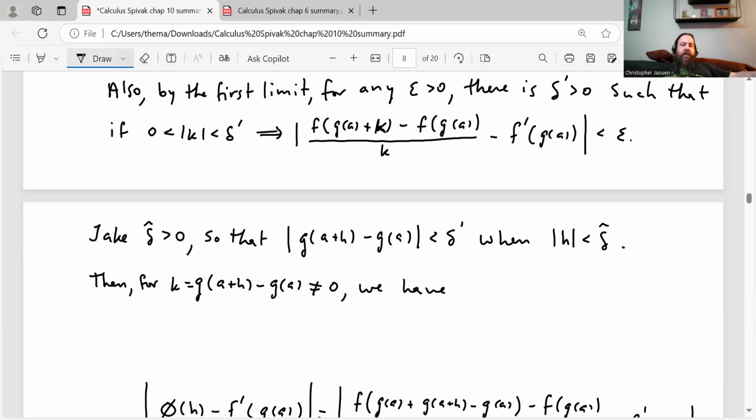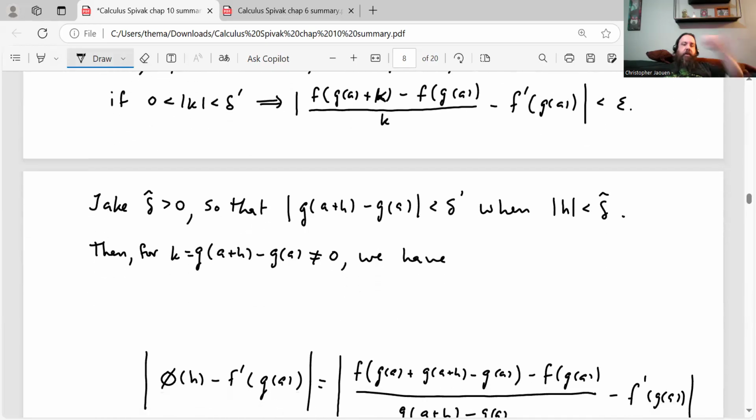Right? Then take delta hat greater than 0, so that the absolute value of g of a plus h minus g of a is less than delta prime when absolute value h is less than delta hat. Then for k, really this should be a function k of h, but I'll just leave it as k here. k equals g of a plus h minus g of a. Assume that that's not 0.